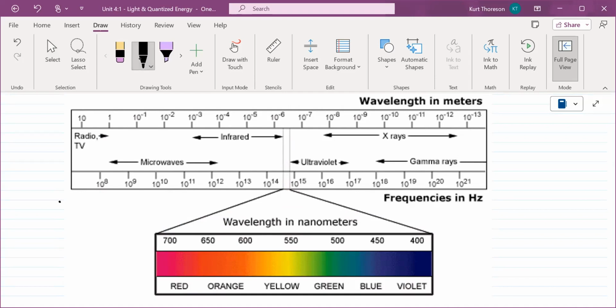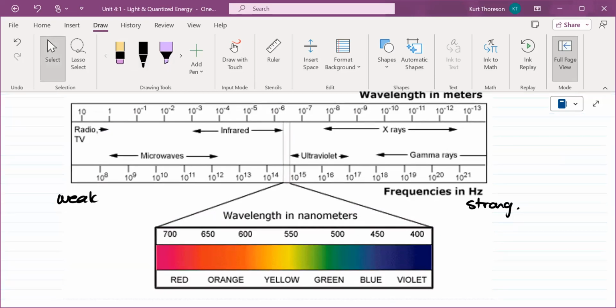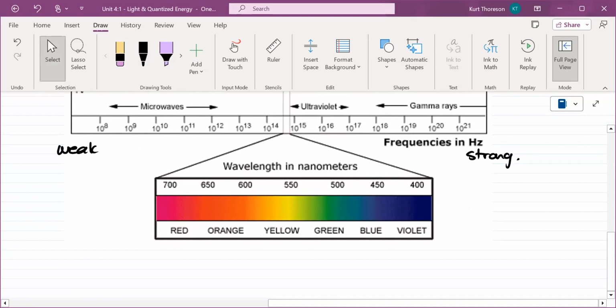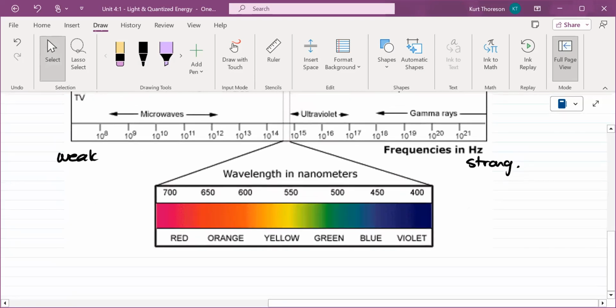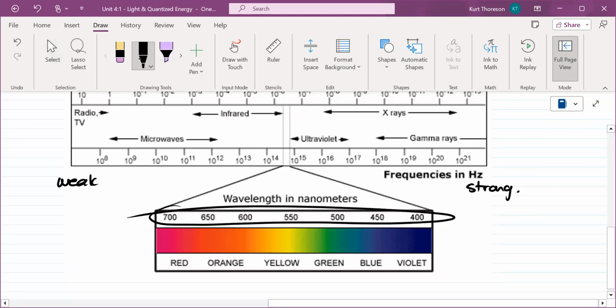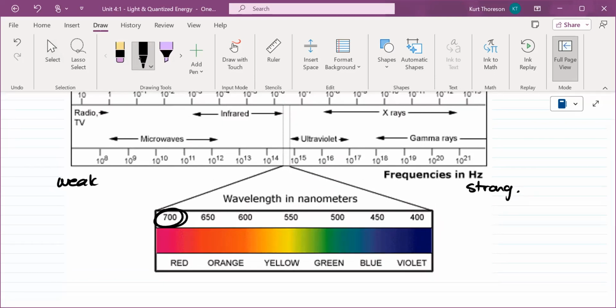Now, knowing that over here is the weakest and over here is the strongest, what color has the weakest frequency, or what color is the weakest radiation? Red. Red is the weakest. What color is the strongest? Violet. And the way that I remember that when I was in chem is violet is violent. It's the strongest color. These numbers are the wavelengths, which I'm going to teach you today. The higher the number, the weaker the wave. So you go from 700 to 650 all the way down to 400, and really that's 380 right there. The higher the wavelength, the weaker the wave is.